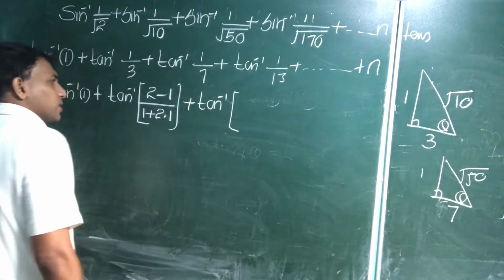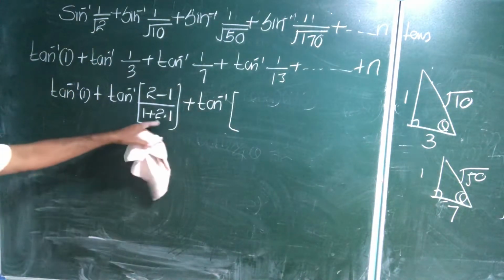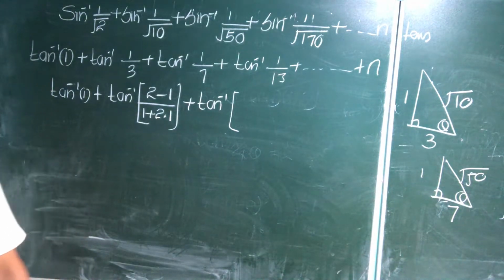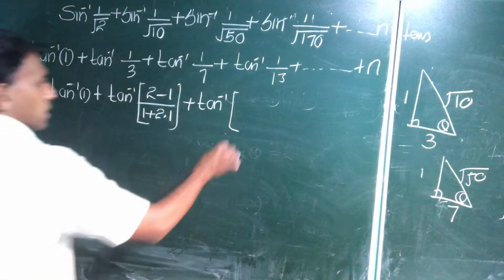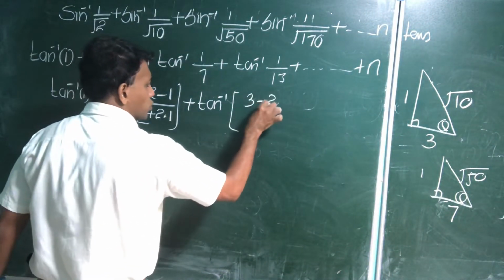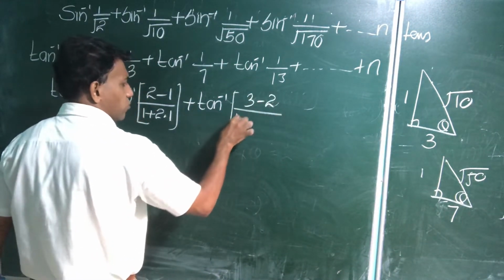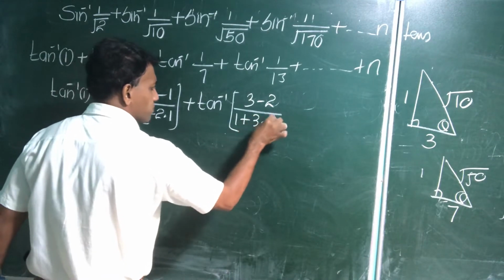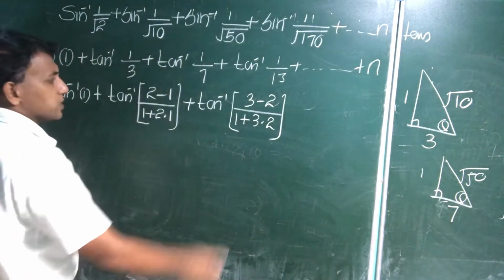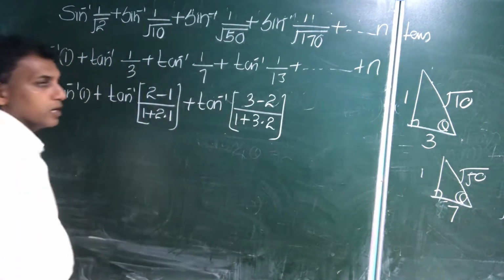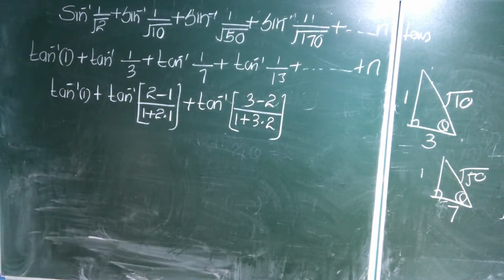How is this 1 over 7? 3 times 2, that is 6, 6 and 1, 7. 3 minus 2 over 1 plus 3 into 2. Check that: 3 minus 2 is 1, below 3 times 2, 6, 6 and 1 is 7.